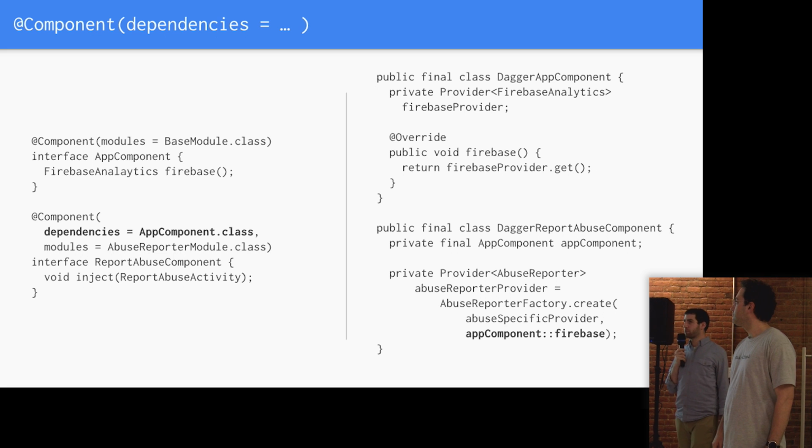And this will generate two Dagger component implementations, one Dagger app component which parallels the first, and Dagger report abuse component which correlates to the second. We care mostly for purposes of this slide about the second one. And notice that report abuse component takes in an app component and uses that from then on. It's important to note that this doesn't necessitate using a Dagger app component. You can pass in any app component implementation.